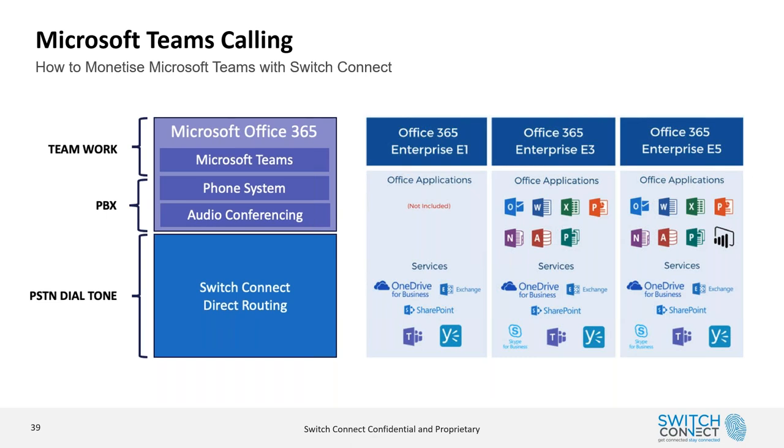So whether that's E-Series 1, 3 or 5, you need to have one of those licenses to activate the phone system. The phone system license is an optional bolt-on license. So if you've got an E-Series 1 or 3 license, you do need to buy the optional phone system license to bundle into them. If you have an E5 series license, it automatically comes with the phone system license. And you also get the optional audio conference license.